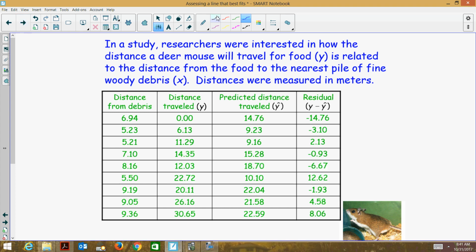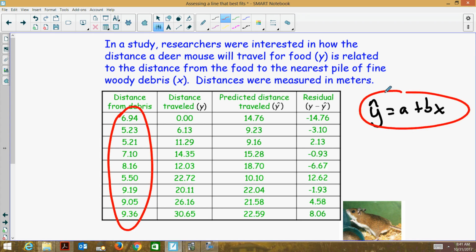So as I stated, in order to find the predicted y, you need to plug each x data value into your least squares regression line. So each of these numbers are plugged into your formula in order to find the predicted distance traveled. Once you have this prediction, you are able to find your residual by taking the difference between the actual and the predicted.